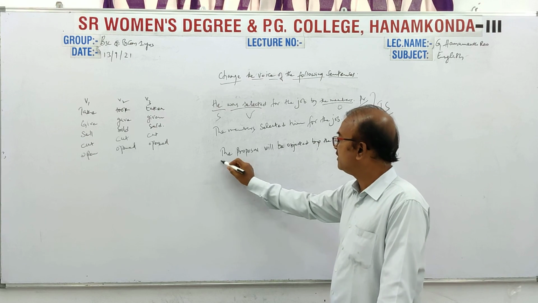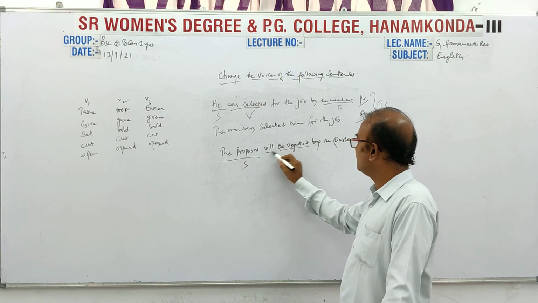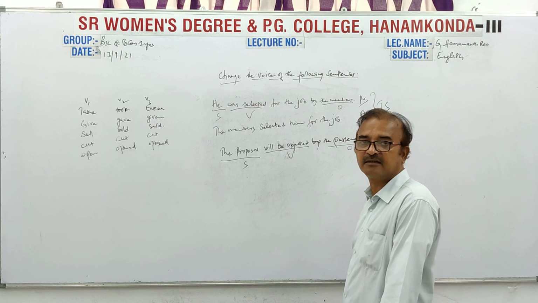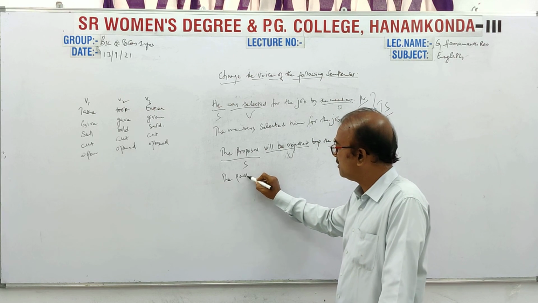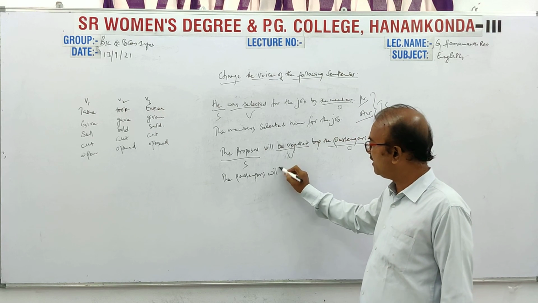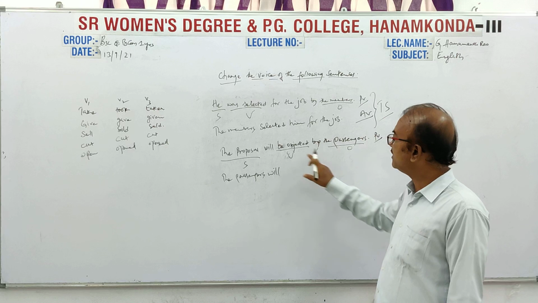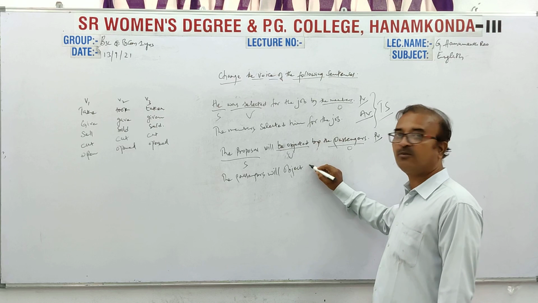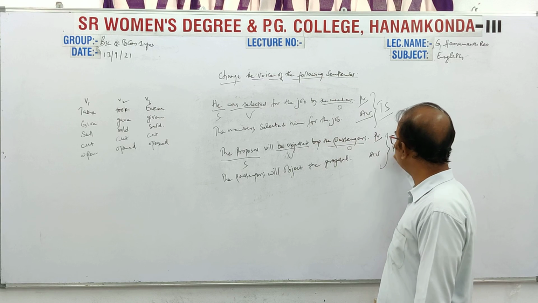Now let's see what we can do. The proposal is the subject, right? Will be objected is the verb. The passengers is the object. Now what happens here? Similarly, the passengers will object. Let's remove this. Bring it directly, there's no change. The passengers will object the proposal. So this is active voice, and this is another transitive sentence.